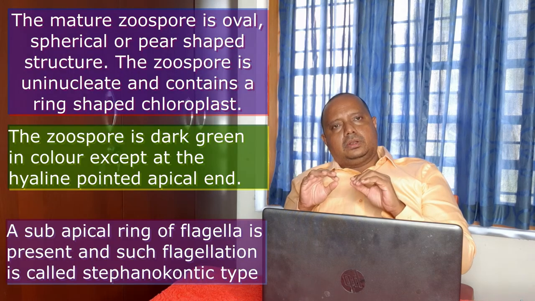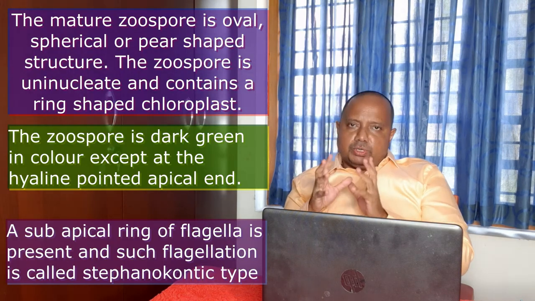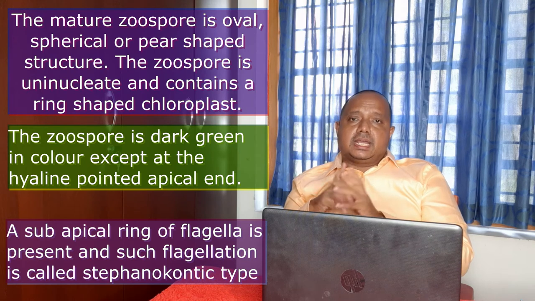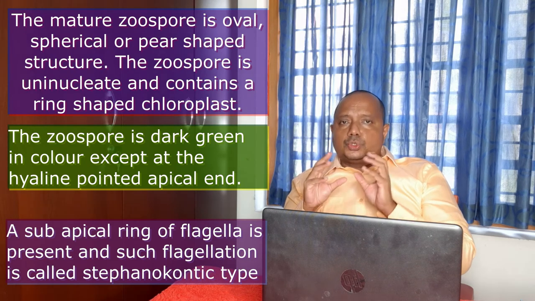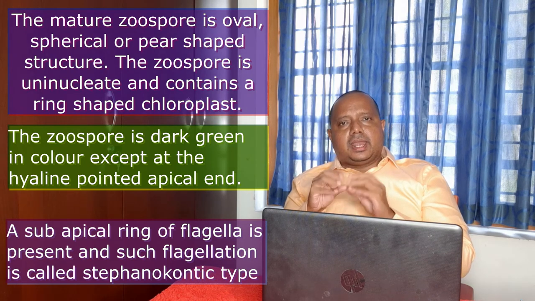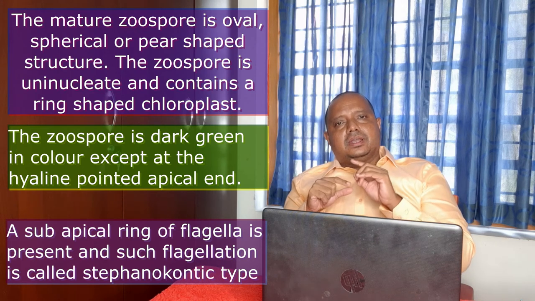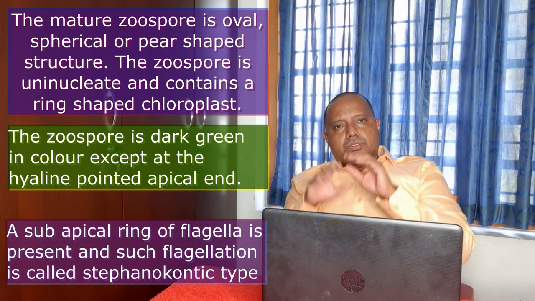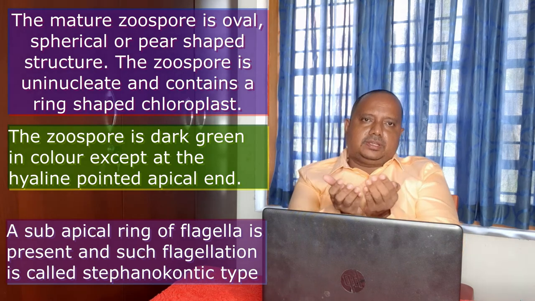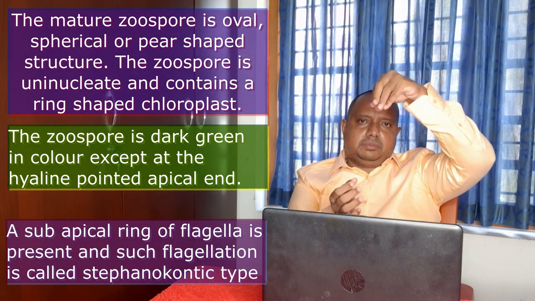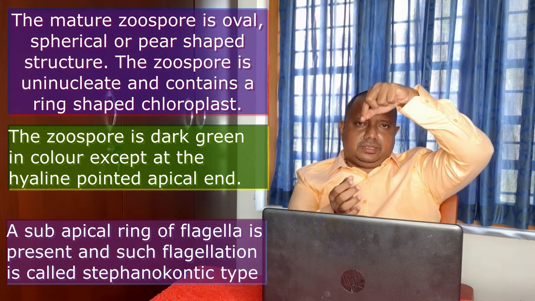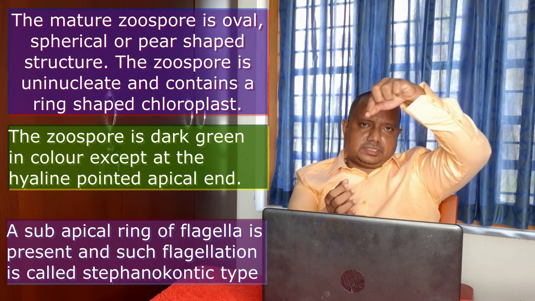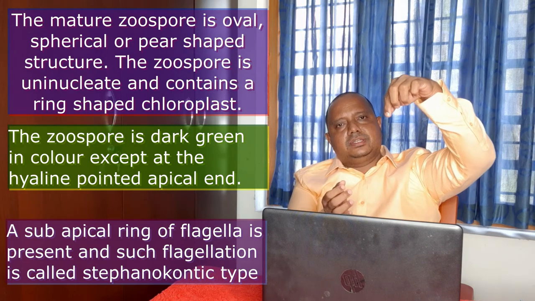A mature zoospore is oval, spherical or pear-shaped, and is uninucleate and contains a ring-shaped chloroplast. The zoospores are dark green in color except at the anterior hyaline region. So it appears as a spherical structure with a beak at the anterior end, and towards the anterior end there is a bald hyaline region.